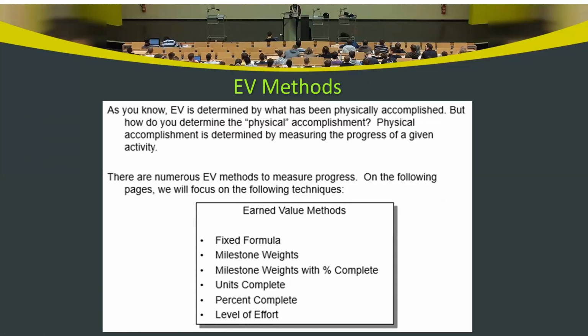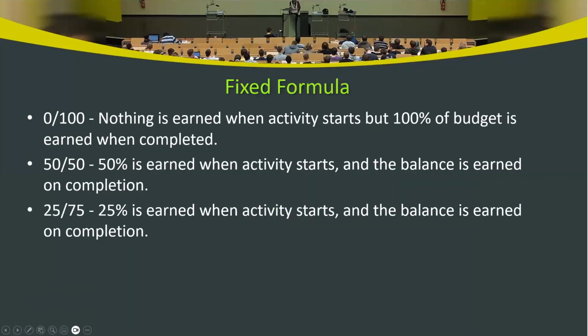There are various methods for earned value determination. We have a fixed formula, milestone weights, milestone weights with percent complete, units complete, percent complete, and level of effort. Let's look at them one by one.